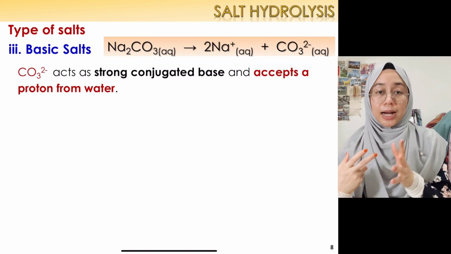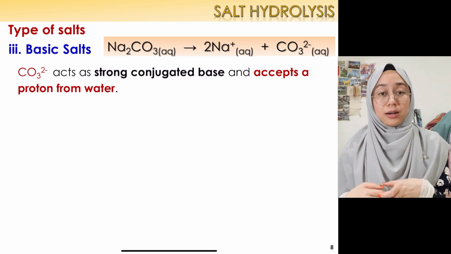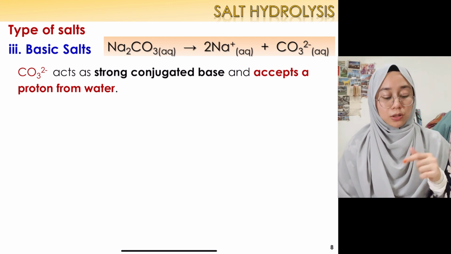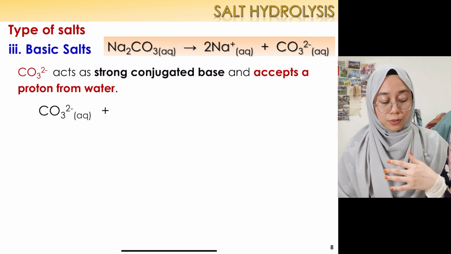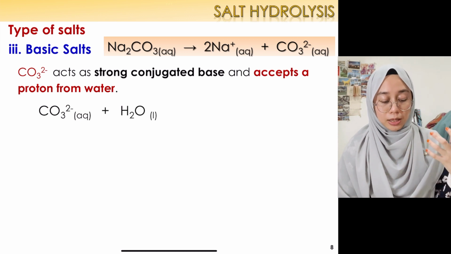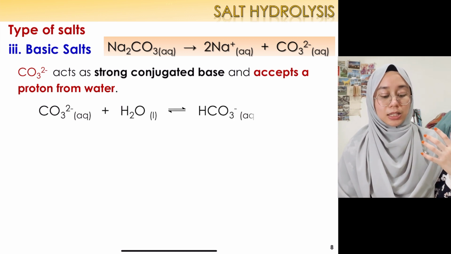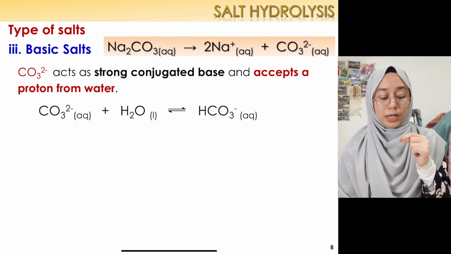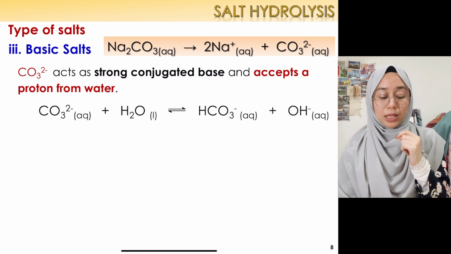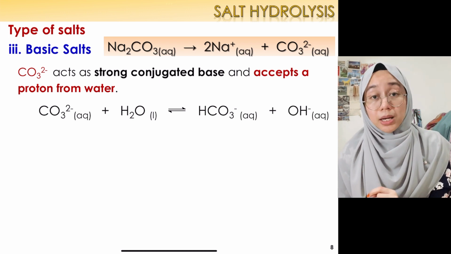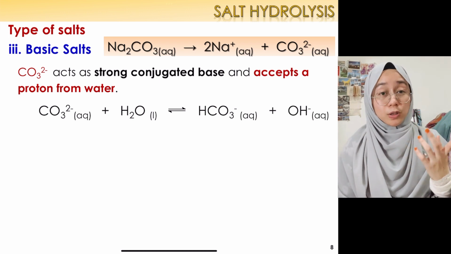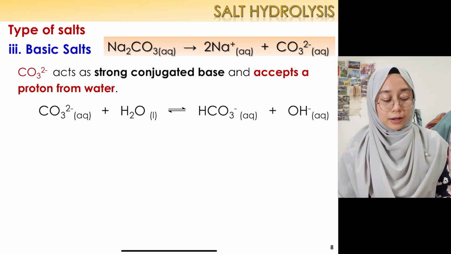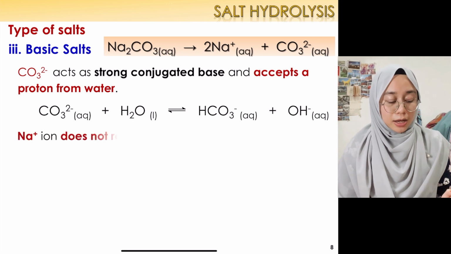So dia sekarang ni yang akan accept proton, okay, sebab dia main peranan sebagai base pula sekarang. So bila dia accept proton from water, dia akan jadi HCO3-. Okay, dia accept satu proton je daripada water, so dia akan jadi HCO3-, and then water tu sendiri pula akan jadi OH-. So as you can see, kita produce OH- from this particular hydrolysis reaction here.